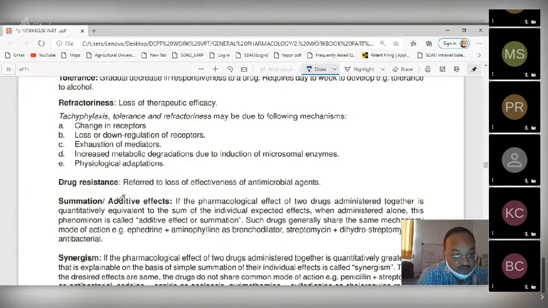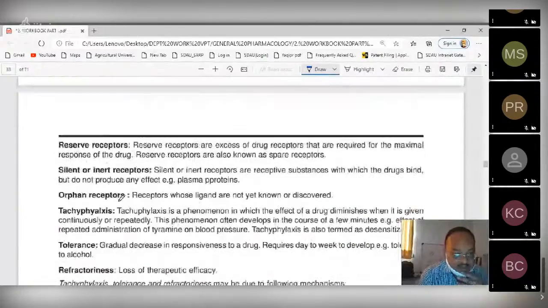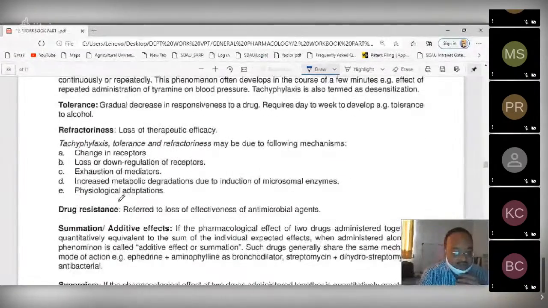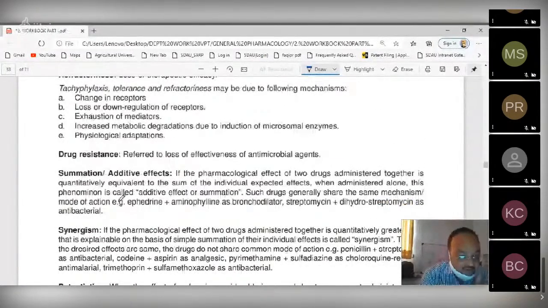So that is known as refractoriness, and all these phenomena, whatever you are seeing, that is tachyphylaxis, tolerance, refractoriness, drug resistance, all are due to the change in the dynamics of the drug-receptor interaction.